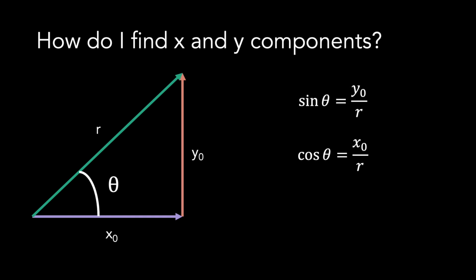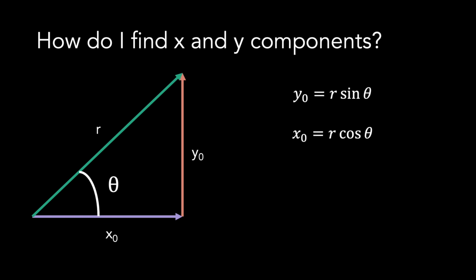So now let's plug in what we know and we don't know. And we know that the sine of theta has to be equal to the opposite, y naught, divided by the hypotenuse, r. And the cosine of theta has to be equal to the adjacent, x naught, divided by the hypotenuse, r. Now we do a little algebra. And we find that y naught has to be equal to r times the sine of theta, and x naught has to be equal to r times the cosine of theta.